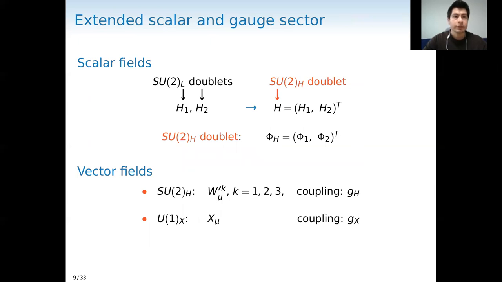In the extended scalar sector, we have two doublets of SU(2)_L, two doublets of the SU(2) in the standard model. And these two doublets of SU(2)_L have to be put into another doublet of SU(2)_H. So here, what we have is a doublet of doublets: the SU(2)_L doublets that are inside the SU(2)_H doublet. We also have an additional SU(2)_H doublet, which is this phi_H, which is a complex field. And of course, we have the vector fields that come from the new symmetries. We have three W's from the SU(2)_H with coupling g_H and one X_mu from U(1)_X that has a coupling g_X.